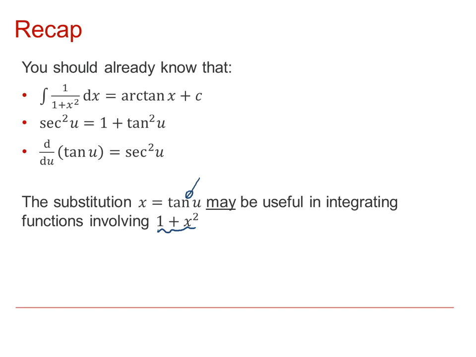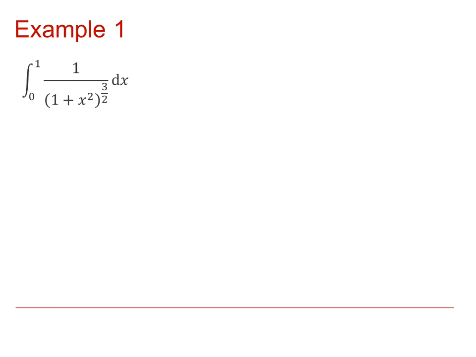Remember that if x equals tan u, then u is equal to arctan of x. This could be written as tan to the minus 1 of x if you wish. So we're going to look at a couple of integrals now where we're using this idea of a substitution of x equal to tan u. Here's one to start off with then.